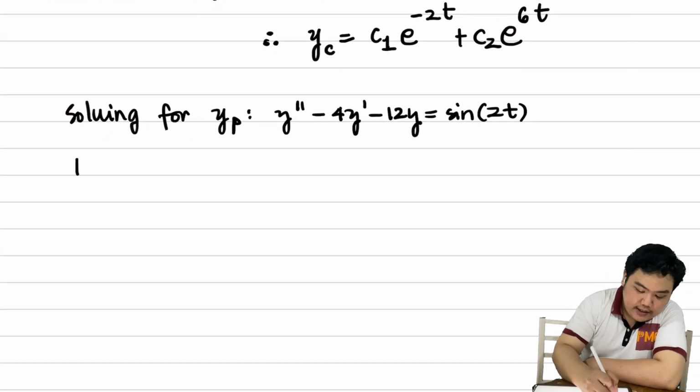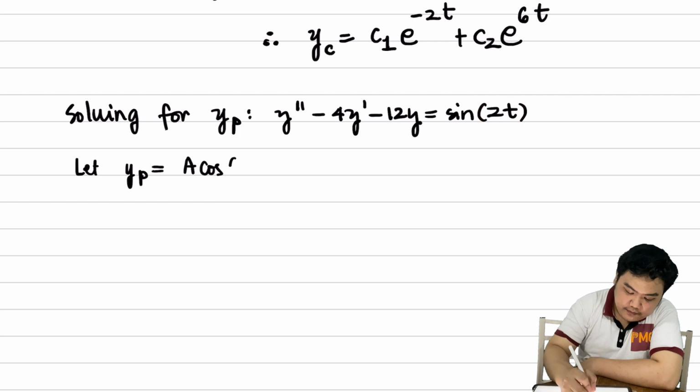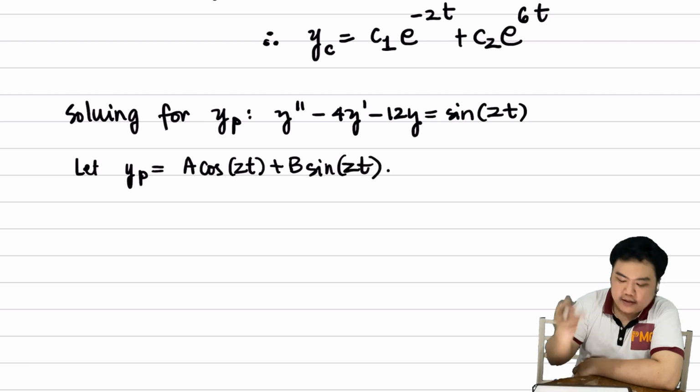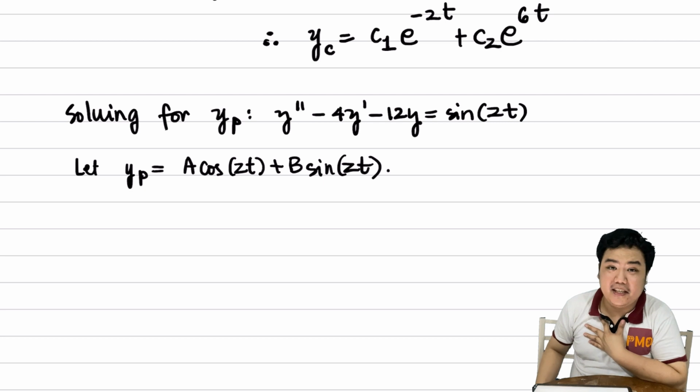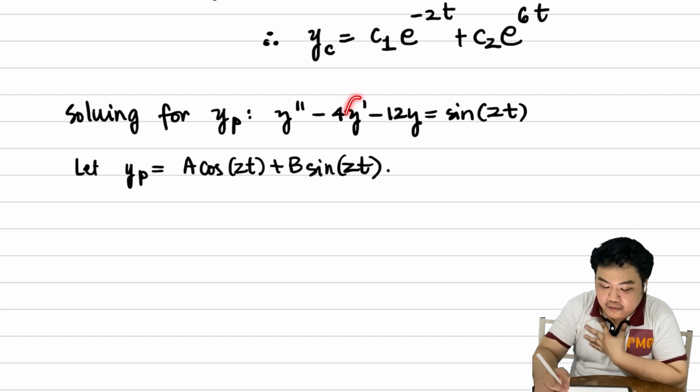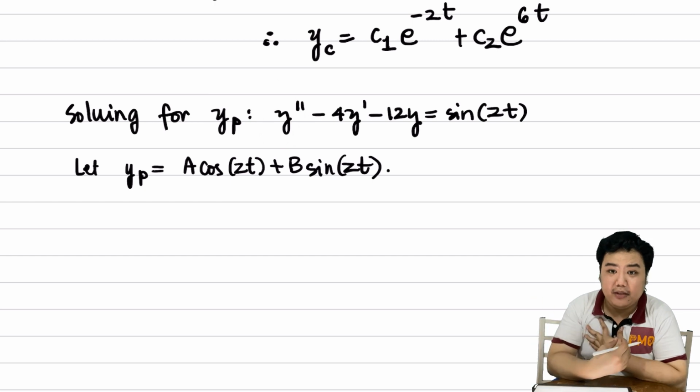That's why we let y sub p equal a cosine of, what's your angle? 2t, plus b sine 2t. Okay. So, this is the laborious part where you take derivatives, because you need y prime and y double prime. We'll plug in again like we did in the first example, and then solve for a and b this time.